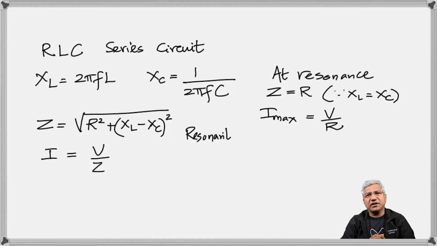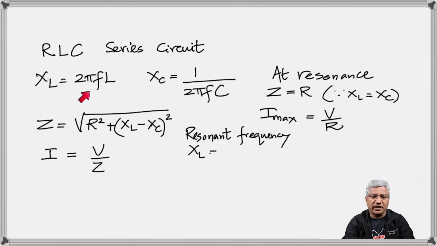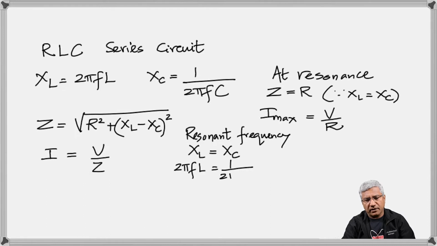Now let's find the resonant frequency. How do you find the resonant frequency? Simply put XL is equal to XC. And we know the formulas for XL and XC. Just put them equal to each other, which is what I'm doing. And then rearrange it mathematically. You will get the formula for frequency.